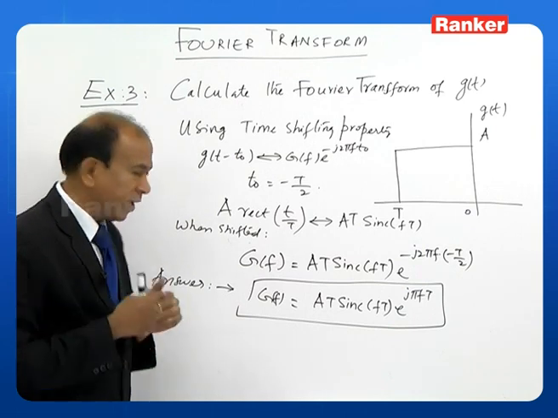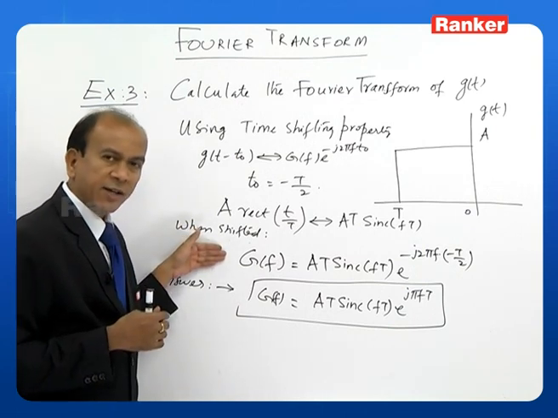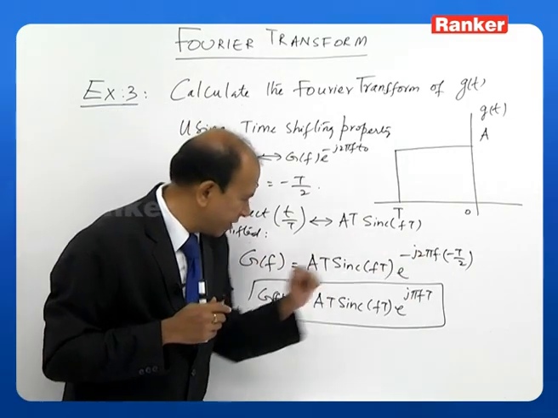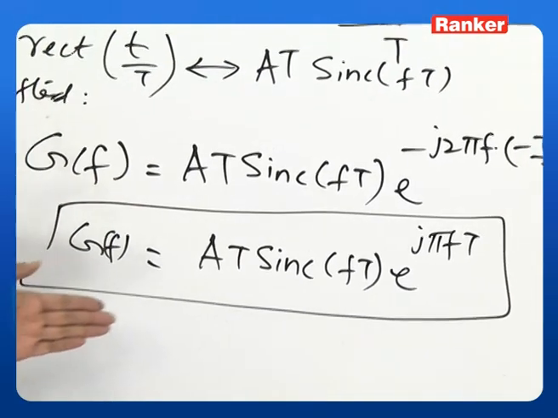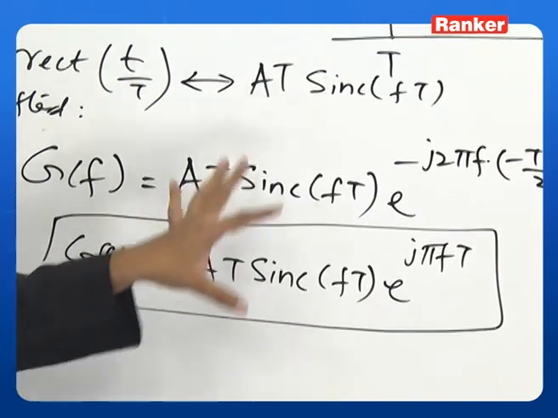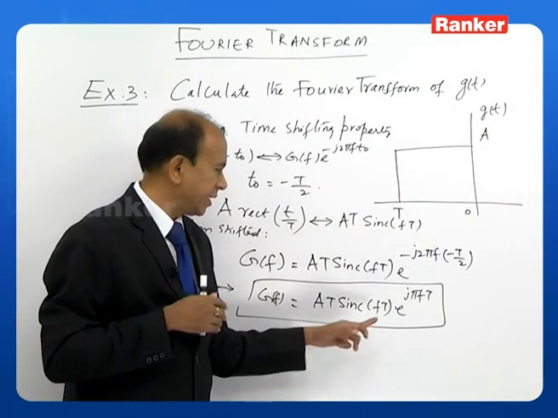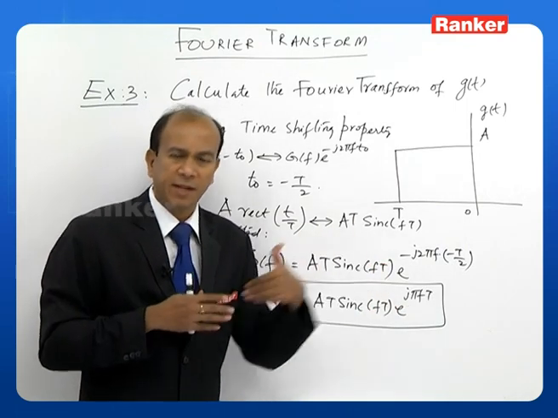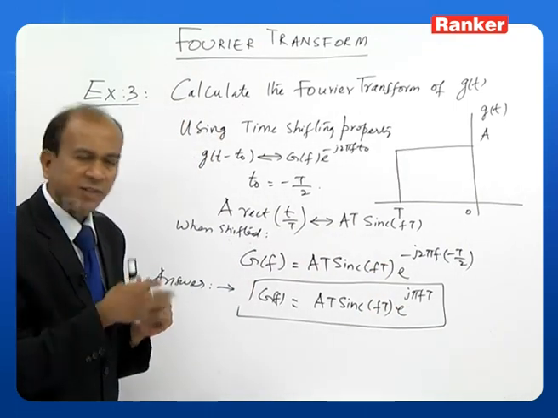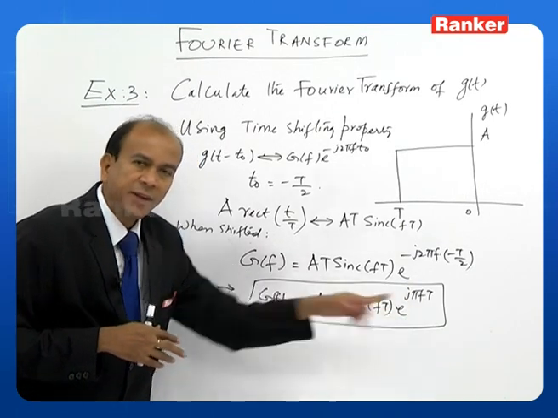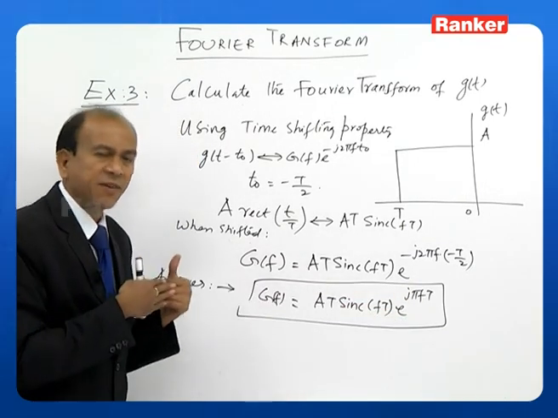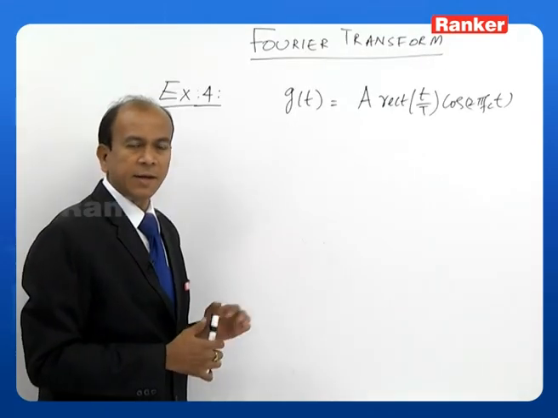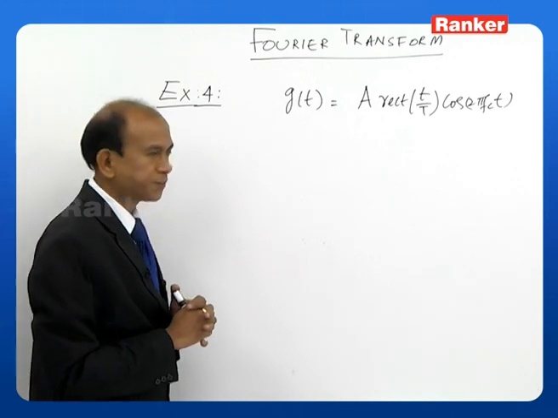Now, after shifting, what is the formula? It says we have to multiply this by e to the power of minus j2 pi f t naught. So, we have done that, and then I got G of f, which is equal to A T sinc f T, that is G of f remains as it is, whereas this is getting multiplied by e to the power of j pi f T. So, if you compare this problem with the earlier problem, earlier it is a right hand side function, this is minus j pi f T, this is the left hand side function. So, this will be plus j pi f T. Okay? Let us look at the next example.